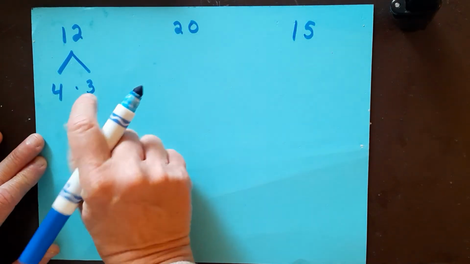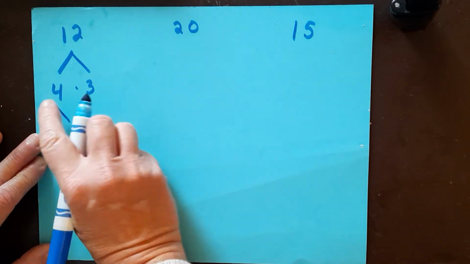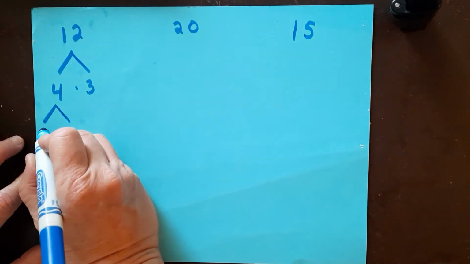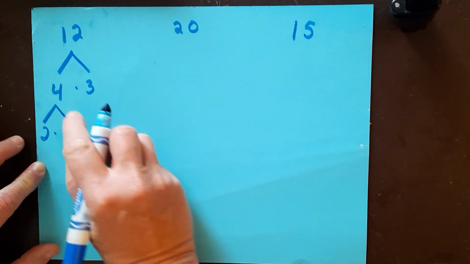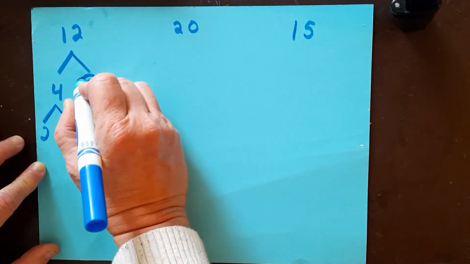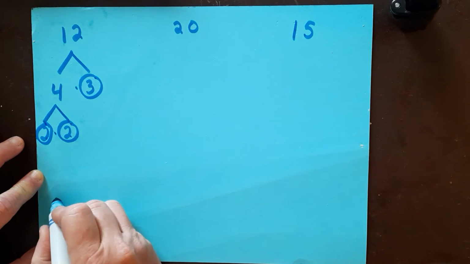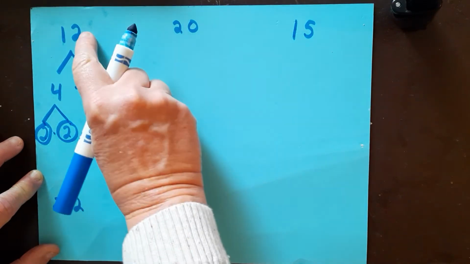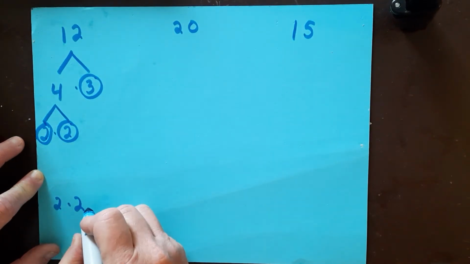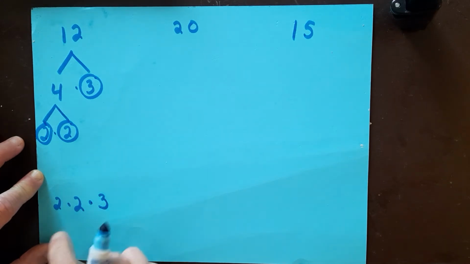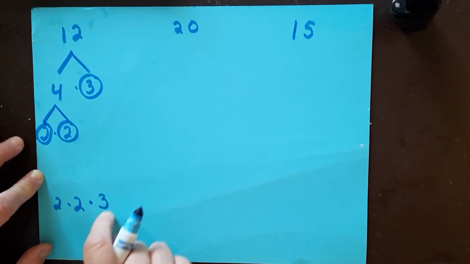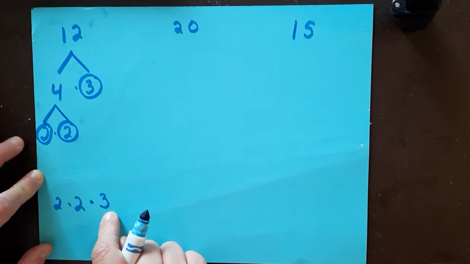So you just pick 2 numbers that, you know how to do this. You do 2 numbers that multiplied together equal 12. 2 numbers multiplied together that equal 4, and 3 is already a prime number, so we circle it. When we get to the prime numbers, we rewrite 12 as a product, which means multiplication, of prime numbers. 2 times 2 times 3 equals 12, and these are all prime.